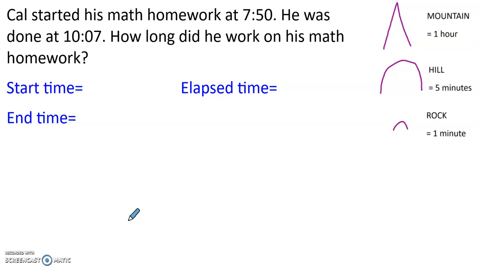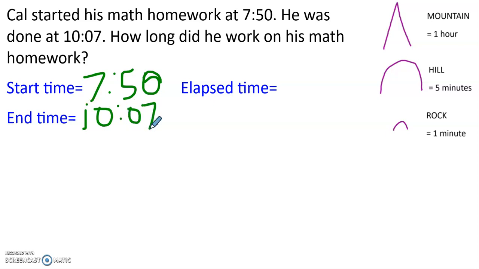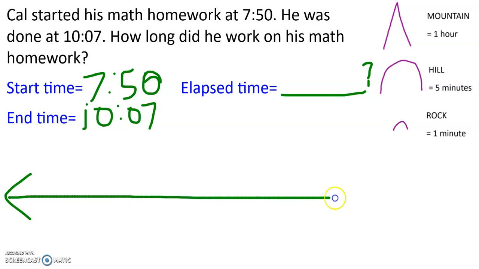So what information do we have in this problem? This is an elapsed time word problem. Cal started his math homework at 7:50. So we have a start time. He was done at 10:07. So that is our end time. How long did he work on his math homework? Meaning the time that passed while he was working on it. That's the elapsed time we're trying to figure out. That's our question. So to use a number line, we're going to draw a number line.